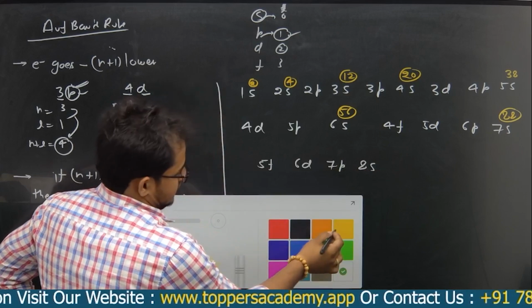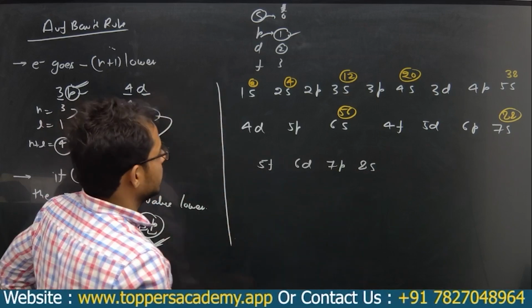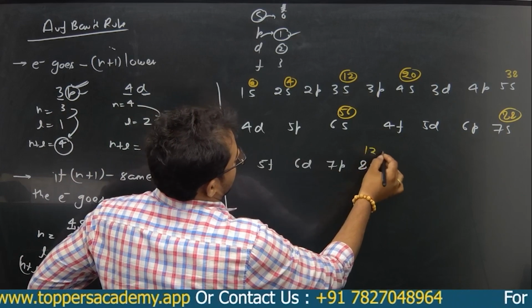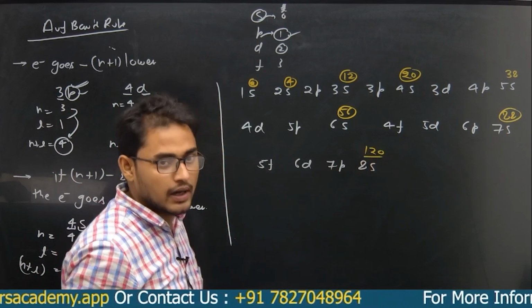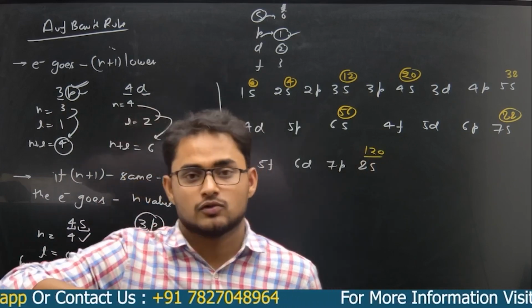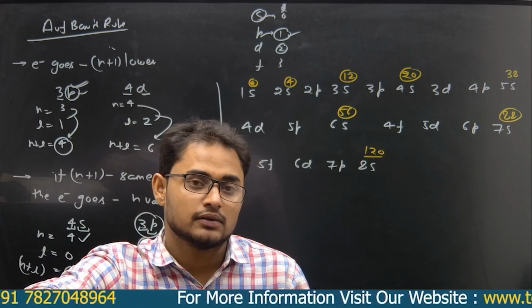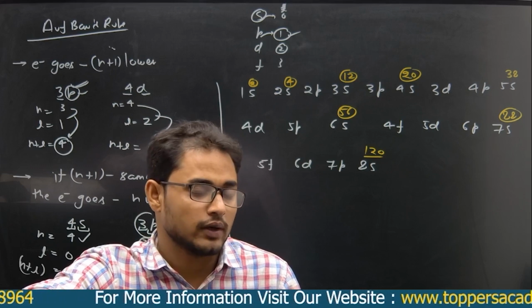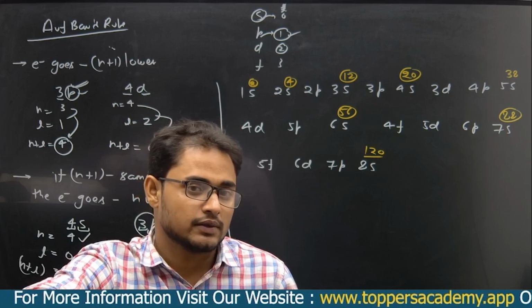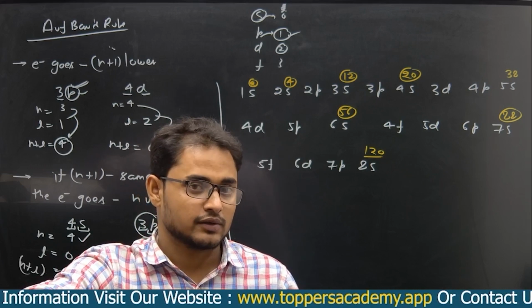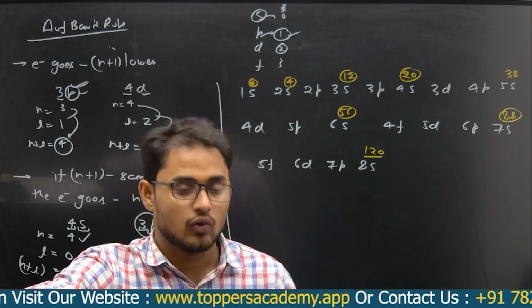For this I am going to write 120. This helps in writing the electronic configuration. If you want to write the electronic configuration, we can write it in 5 to 10 seconds if we remember this flow chart, right?